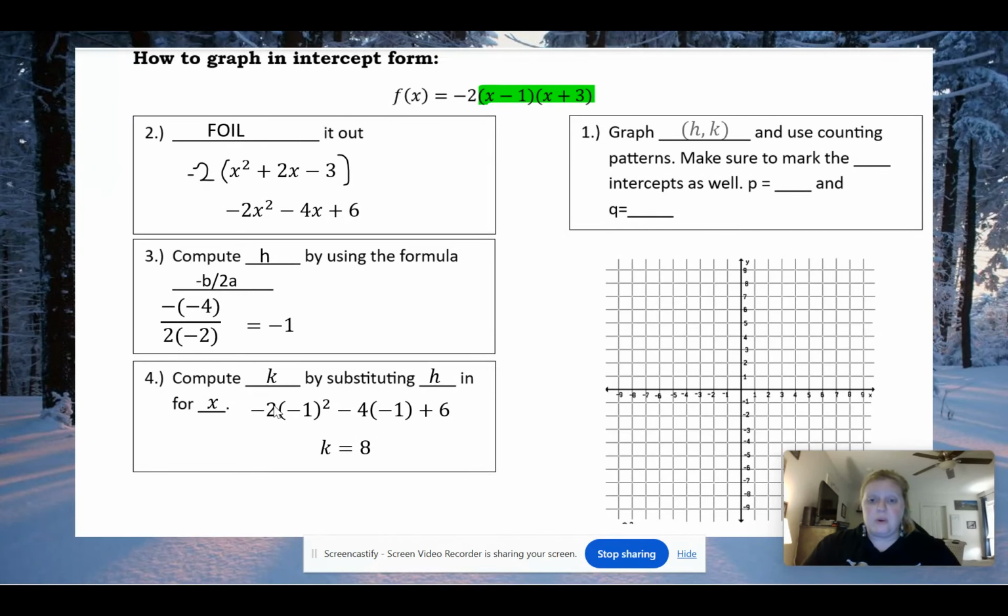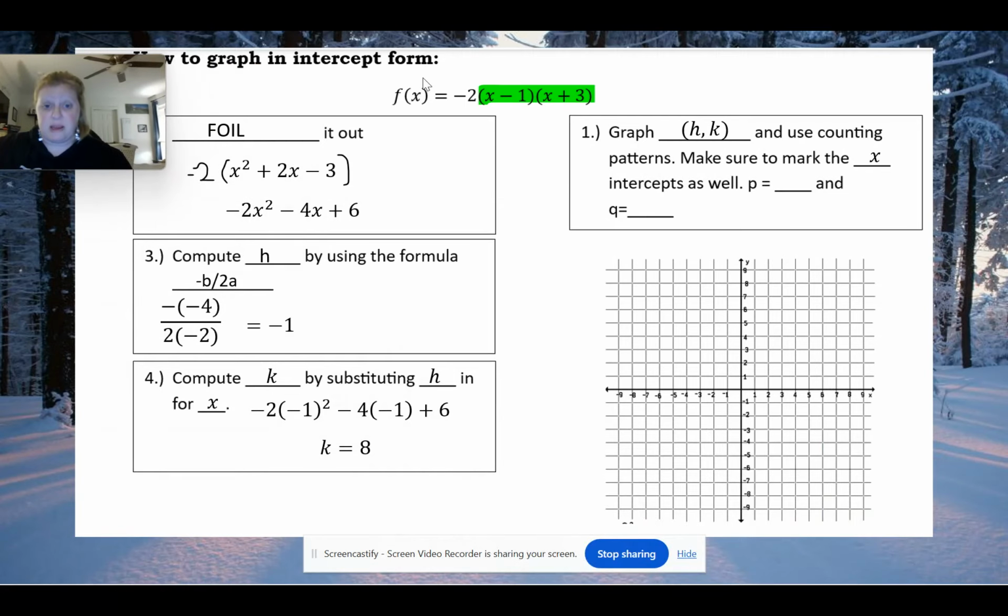And then you guys know once you have your h and your k, you have your vertex. So we're going to graph our vertex, and then we're going to use our counting patterns. When you do that, you want to make sure that you pay attention. It's supposed to be upside down and stretched by 2. So I'll graph my vertex, -1, 8, and then I'll start using my counting patterns. 1, 2, 2, 8, 3, 18.